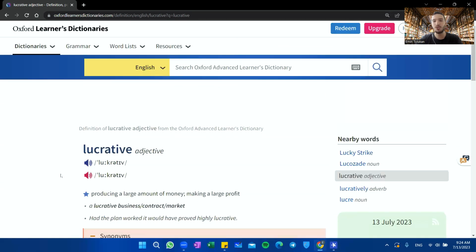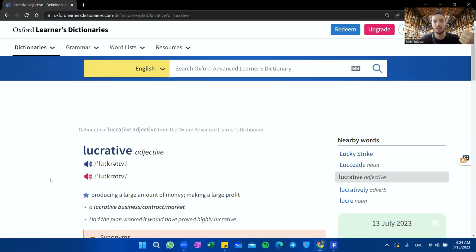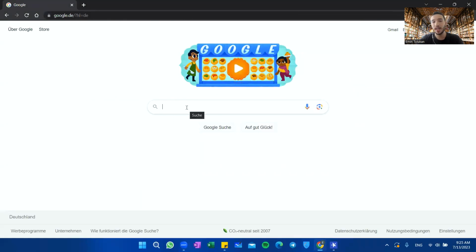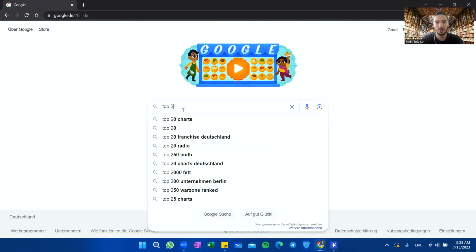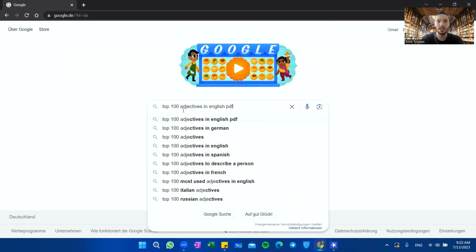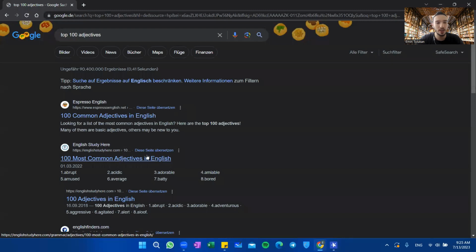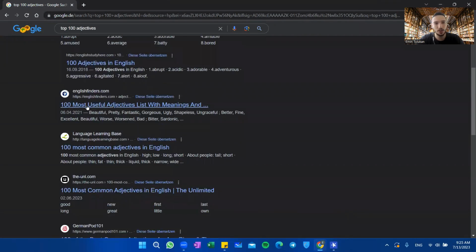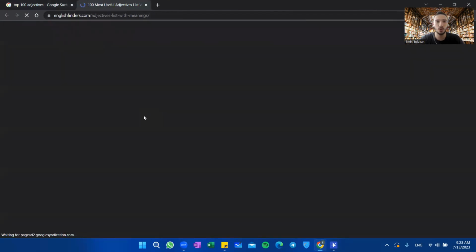Now, how should you find adjectives in the Oxford Learner's Dictionary? So we are now in Google, and we're just going to write adjectives, or top 20 adjectives in the English language, or maybe top 100. Let's say top 100 adjectives in English. And there's a lot of stuff that comes out. So we just click on any one of those, and it says here 100 most useful adjectives. Perfect. This is what we're looking for. So we're going to go and see those 100 most useful adjectives.